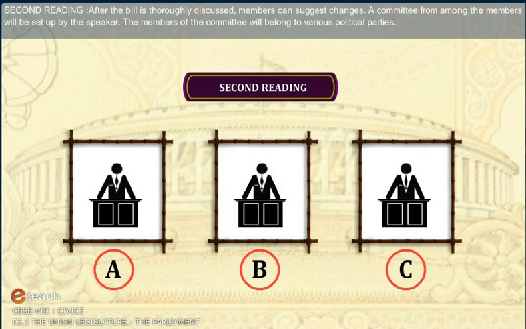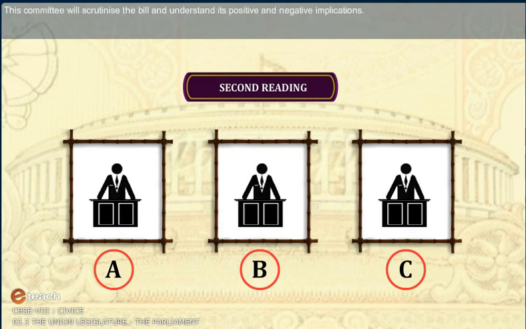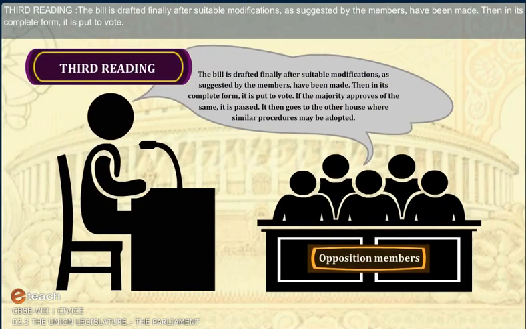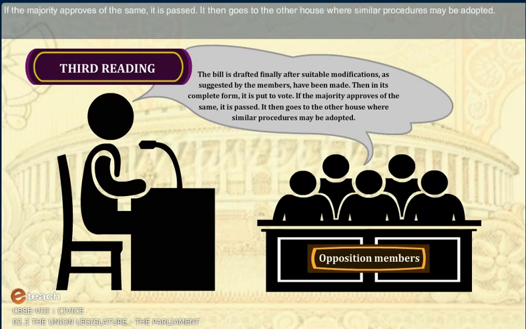A committee from among the members will be set up by the Speaker. The members of the committee will belong to various political parties. This committee will scrutinize the bill and understand its positive and negative implications. Third reading. The bill is drafted finally after suitable modifications, as suggested by the members, have been made. Then, in its complete form, it is put to vote. If the majority approves of the same, it is passed. It then goes to the other house where similar procedures may be adopted.